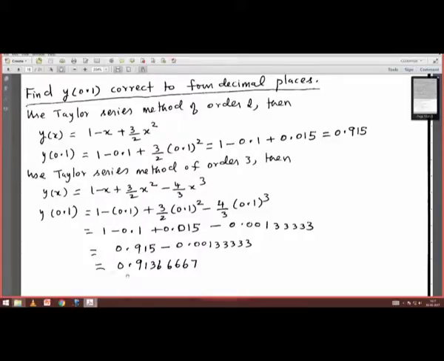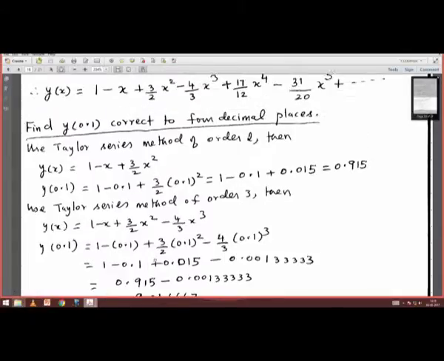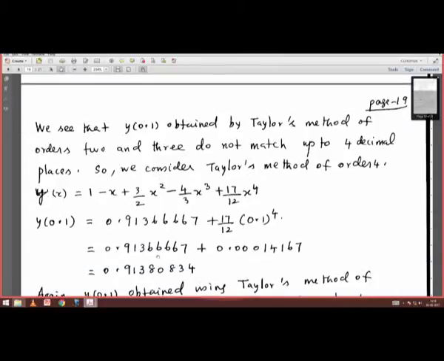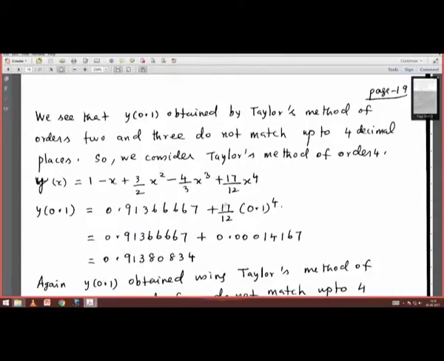Then I end up with a value which is 0.91366667. So, with the third order method it is this value. With the second order method the value of y at 0.1 is 0.915. I observe that they differ even at the third decimal place. So, I cannot stop, and so I consider the Taylor series method of order 4. So, I include the 4th order terms also.